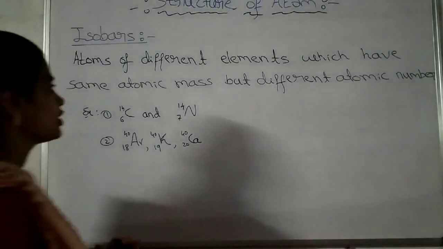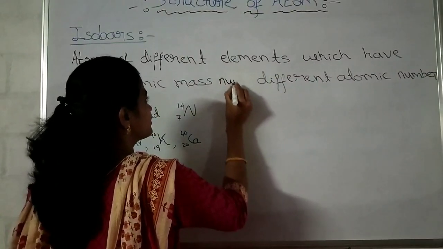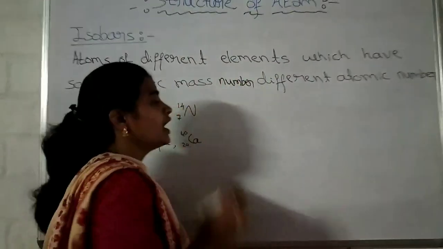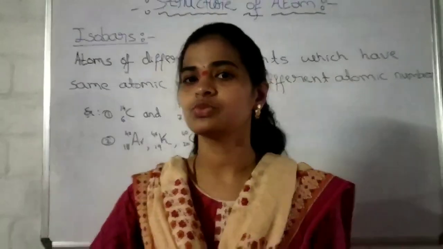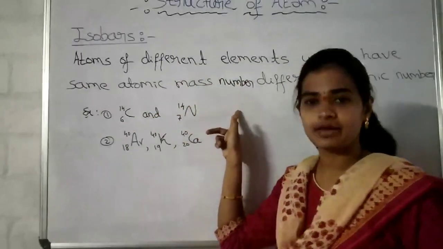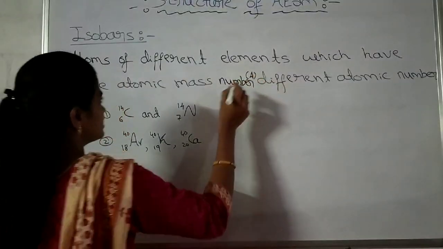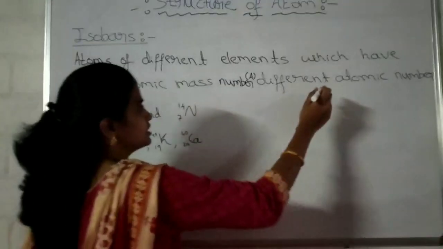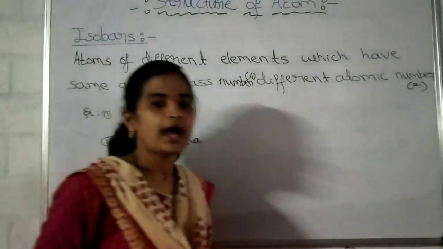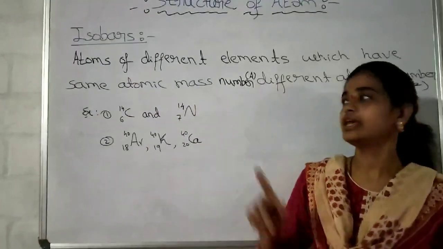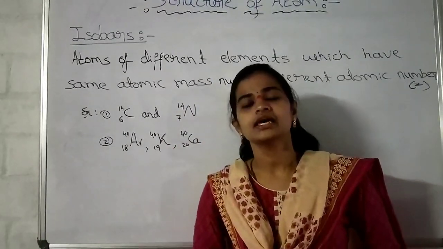Same atomic mass. Instead of that, what will I write here? Mass number. Atomic mass is also correct, but generally instead of atomic mass we use the word mass number, isn't it? This is indicated with the alphabet A, and the different atomic number is represented as Z. Atoms of different elements which have the same mass number but different atomic number are called isobars.